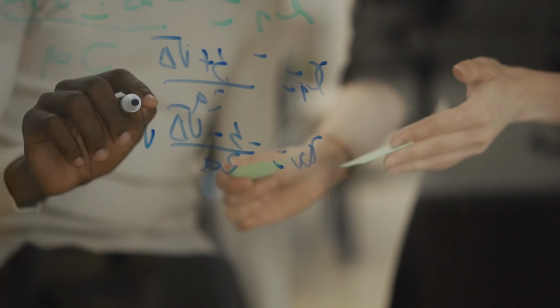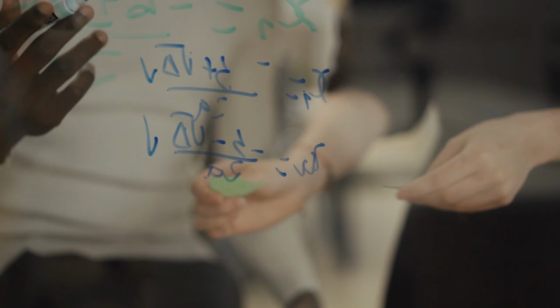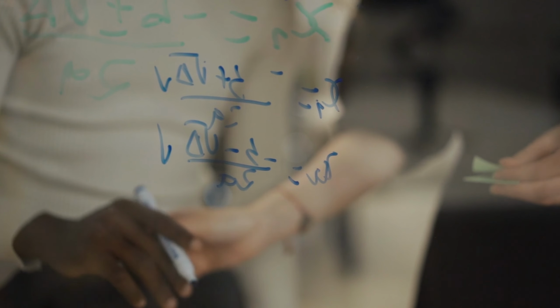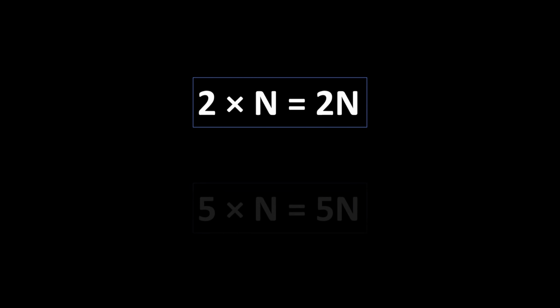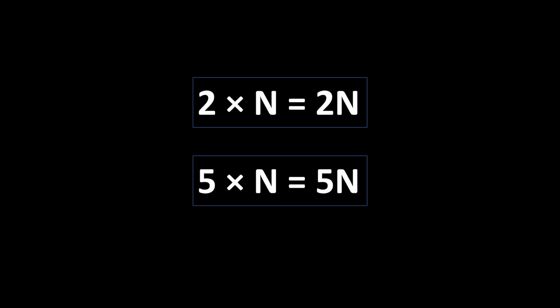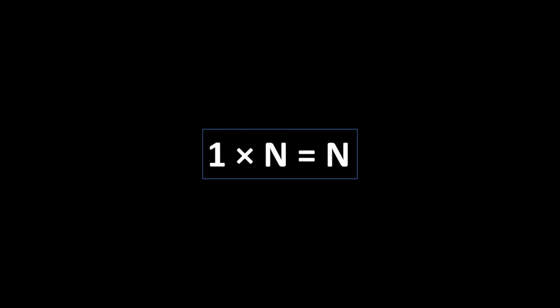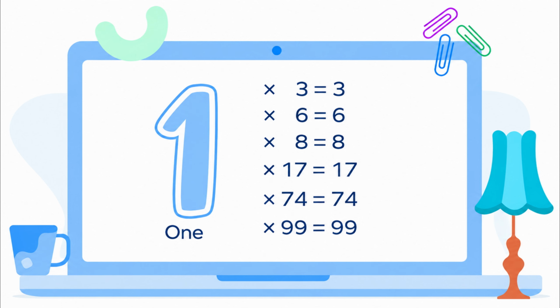Imagine multiplication as a machine. When you multiply numbers together, you are repeatedly changing a value. Multiplying by 2 doubles something. Multiplying by 5 increases it 5 times. But what number changes nothing in multiplication? The answer is 1. If you multiply anything by 1, it remains exactly the same. That's why mathematicians call 1 the identity of multiplication.